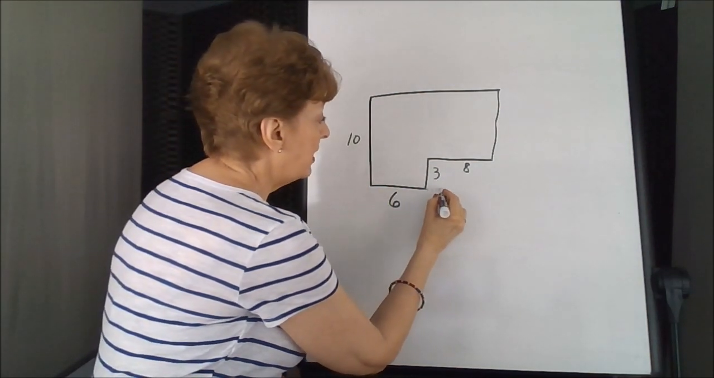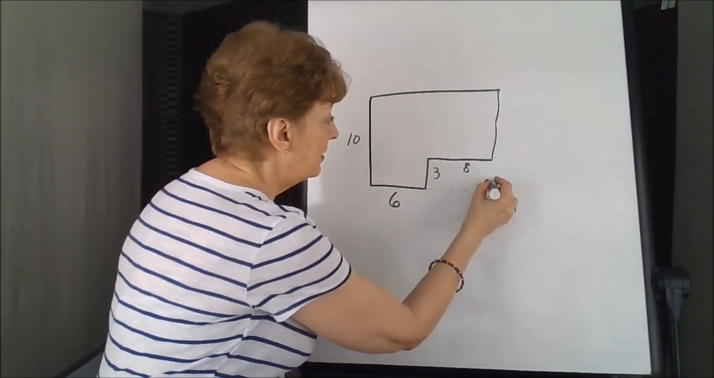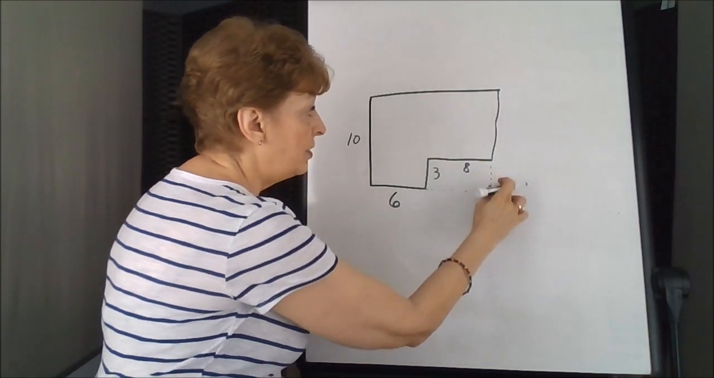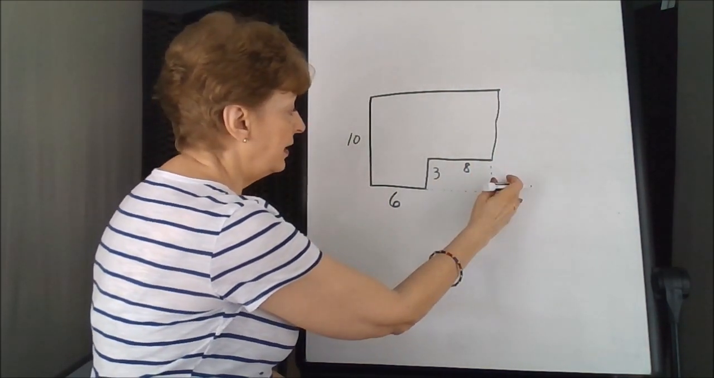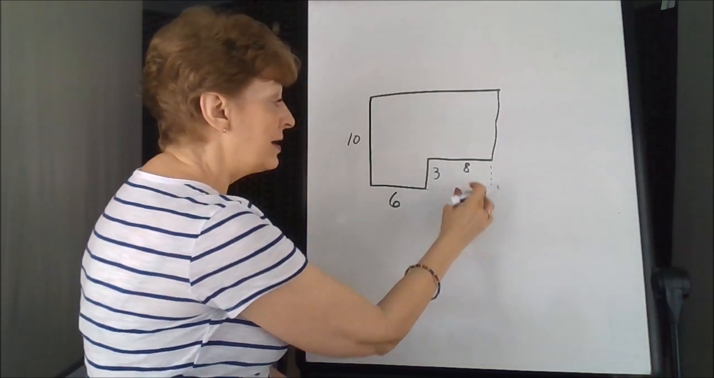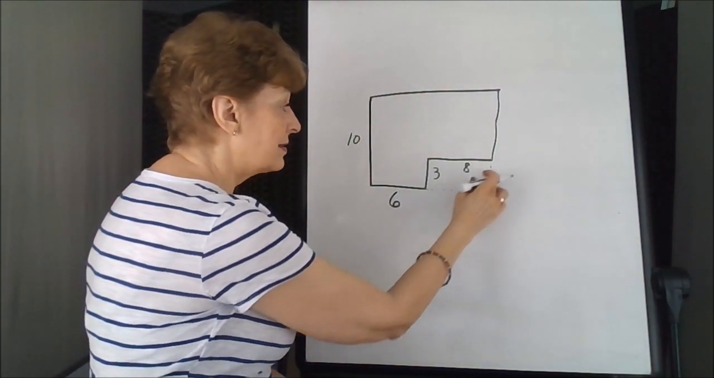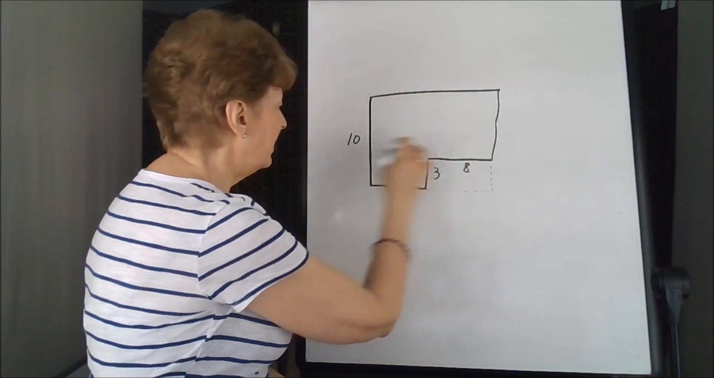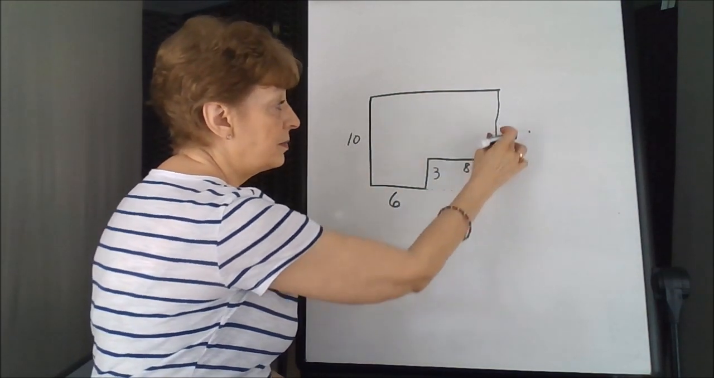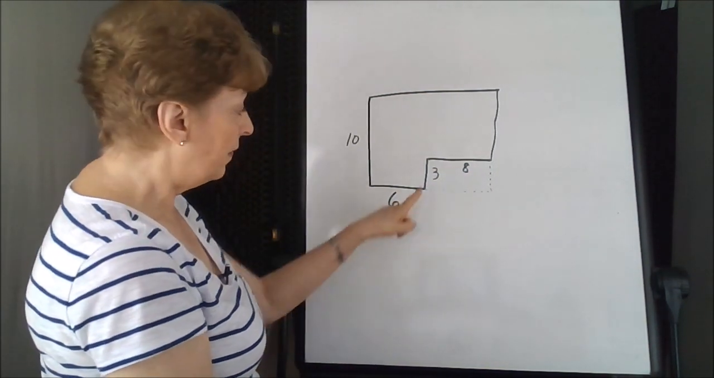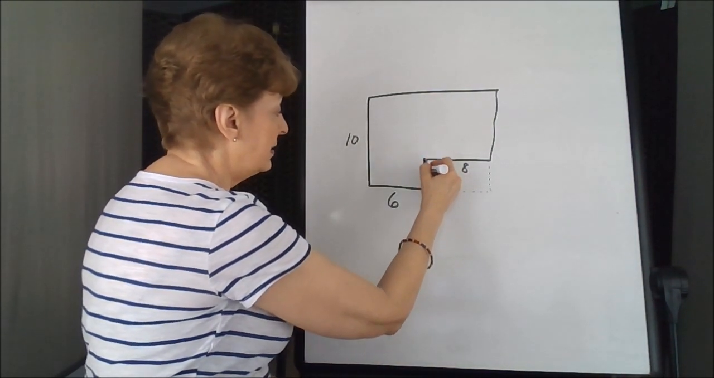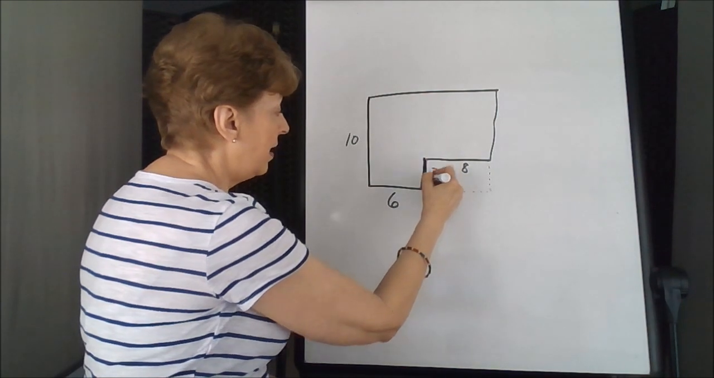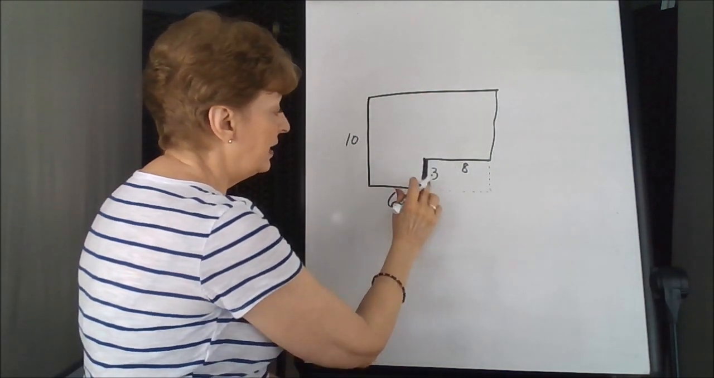If I was to extend this, I would know that this whole side would be 10. It would match perfectly. But I don't know what this little piece is. I don't know how much of this is split between the 10. But this line right here gives me a hint that this part of the figure is 3.